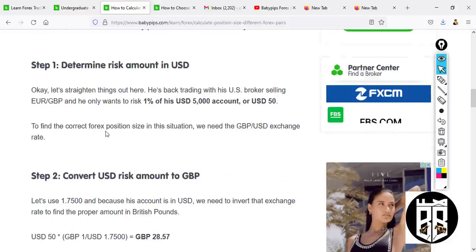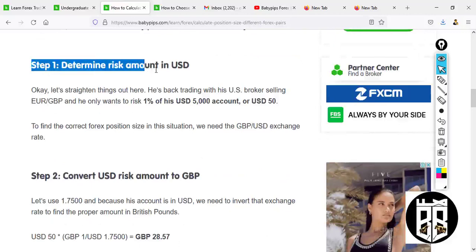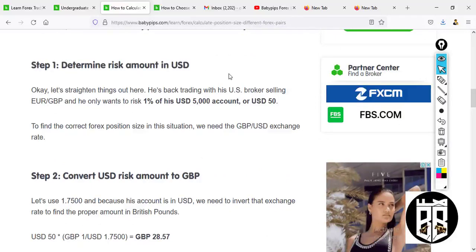To determine the risk amount in dollars, that's the first step. He's back in the US, he has a US broker, and he's selling Euro, and he wants to risk 1% of his 5K account, which is $50 that he's risking.